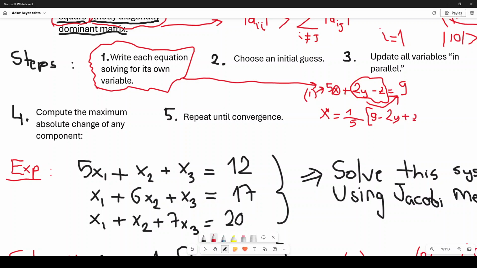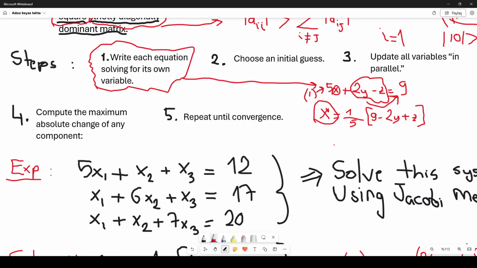In other words, I rewrite the first equation with respect to the unknown variable x, the first unknown variable. And in the second equation, this time I isolate the second unknown variable. And in the third one, I isolate the third unknown variable. And in the nth equation, which is at the bottom, I isolate the nth unknown variable.